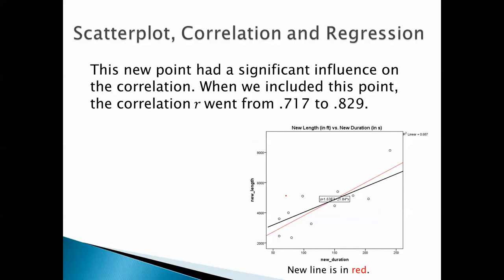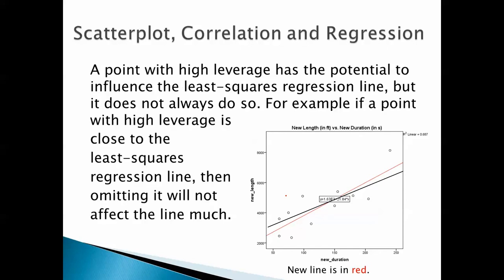Now, this new point had a significant influence on the correlation as well. When we included this point, the correlation went from 0.717 to 0.829. And that can happen with points with high leverage. A point with high leverage has the potential to influence the least squares regression line, but it does not always do so. For example, if a point with high leverage is close to the least squares regression line, then omitting it will not affect the line much.